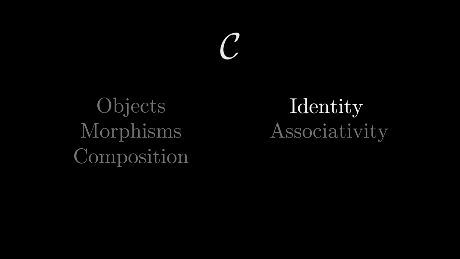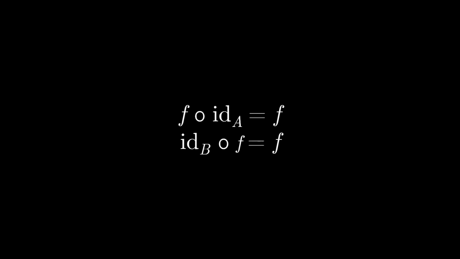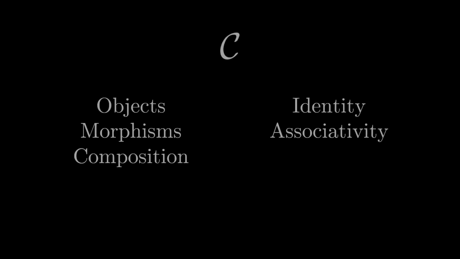Compositions have to obey two axioms, the first one being the identity axiom. For any object A, the category requires an identity morphism from the object to itself that follows a few constraints with respect to the composition. Identities must compose with any other compatible morphism and leave them unchanged. They're the neutral elements of composition, just like 0 for addition or 1 for multiplication.